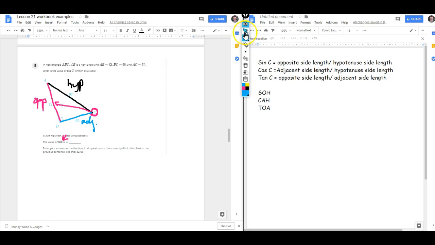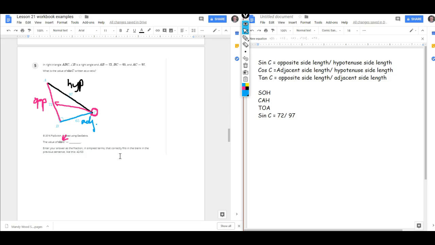So when it is asking for sine of angle C, we are going to write out sine of C is equal to the opposite side length. So the opposite side length measures 72 divided by the hypotenuse side length, and the hypotenuse side length is 97. Enter your answer as a fraction in simplest terms.